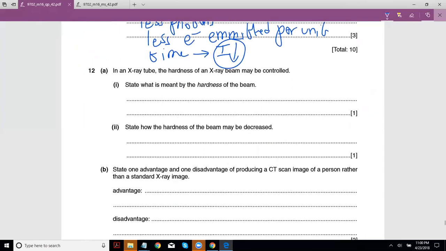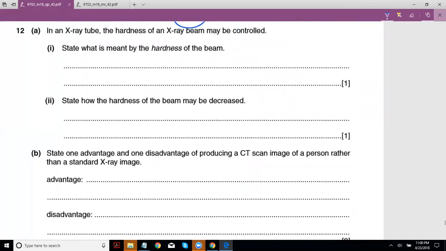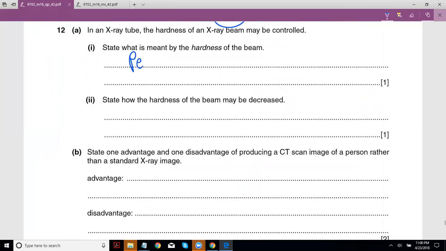So in an X-ray tube, the hardness of an X-ray beam may be controlled. State what is meant by hardness of a beam. So the degree of its penetrating power.